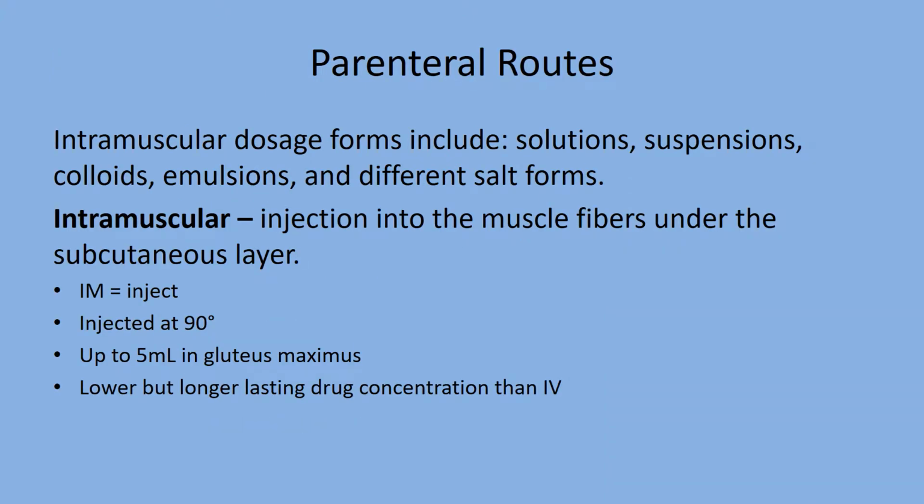Next parenteral route, IM. This is injected at a 90-degree angle into the muscle, with at least a 1-inch to maybe 3-inch needle if need be. The largest one, 5 mL, goes into the gluteus maximus.